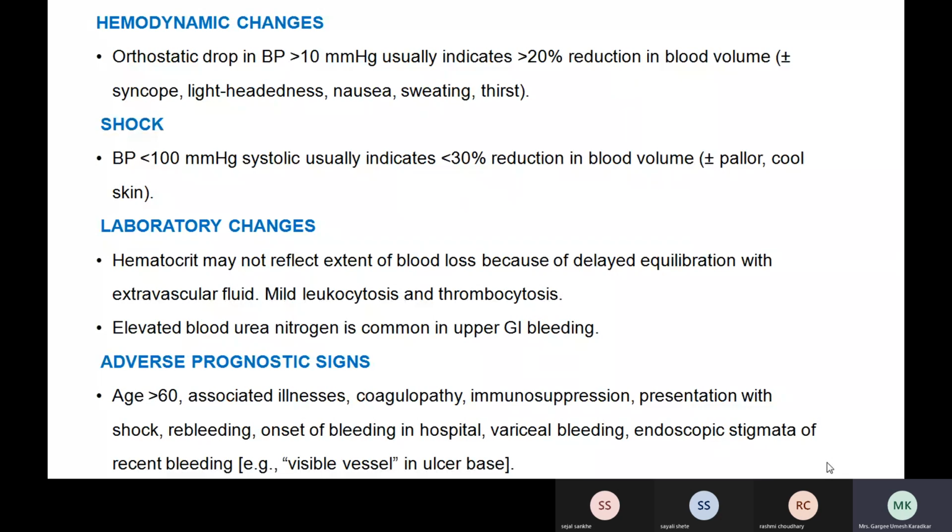Okay. What are the adverse prognostic signs? Adverse prognostic signs means if the patient is having these conditions, the prognosis or the patient's recovery may not happen. So, the patient may not come back to normal. These are: age more than 60 years, associated illnesses like coagulopathy, immunosuppression, presentation with shock, rebleeding, onset of bleeding in the hospital, variceal bleeding, and endoscopic stigmata of recent bleeding, for example a visible vessel in the ulcer base. With either of these conditions, the patient may not have a good prognosis.